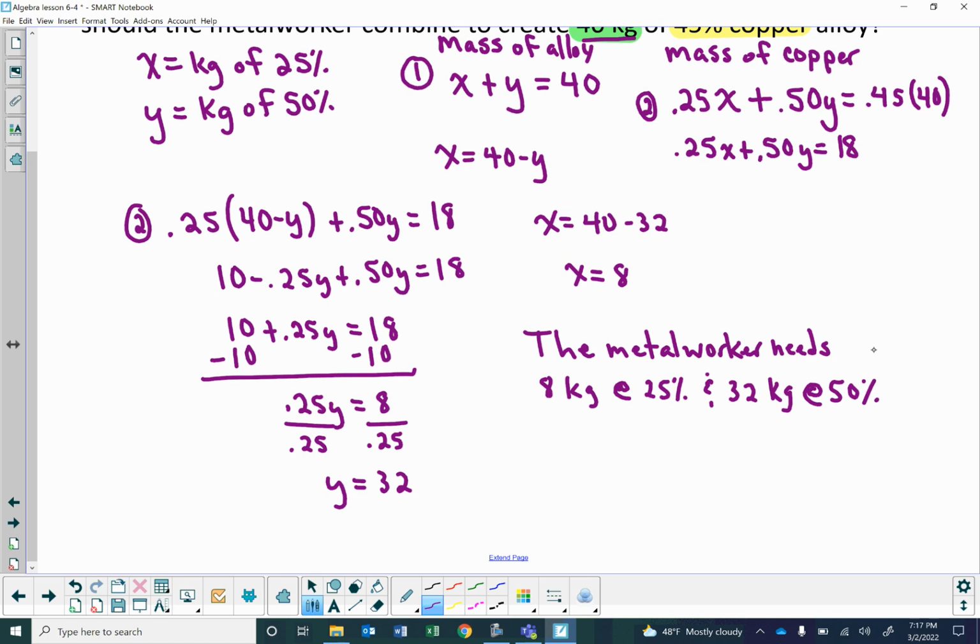There we go. And that kind of makes sense because 45% is much closer to 50 than it is to 25, so you'd need a lot more of the 50% to bring that alloy percentage up.